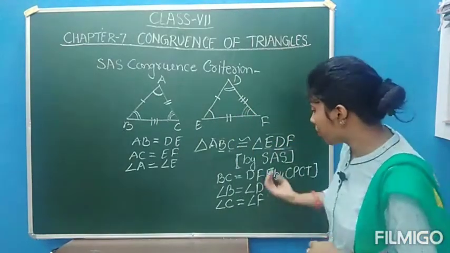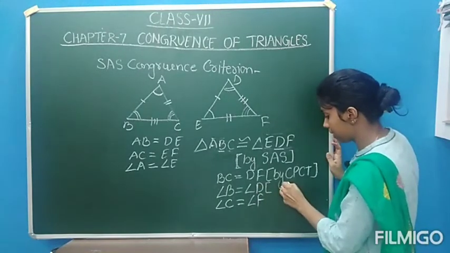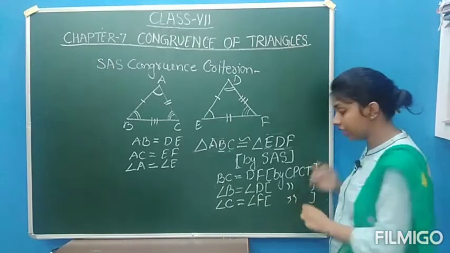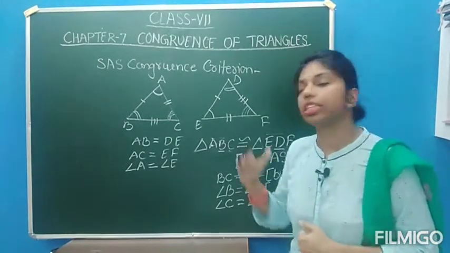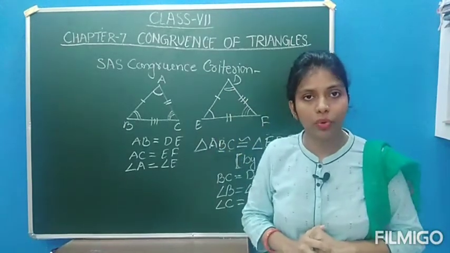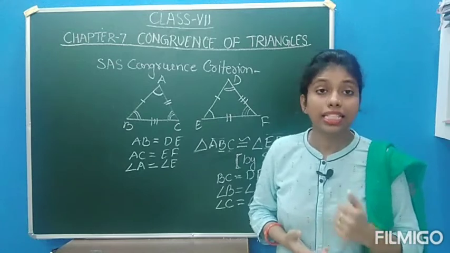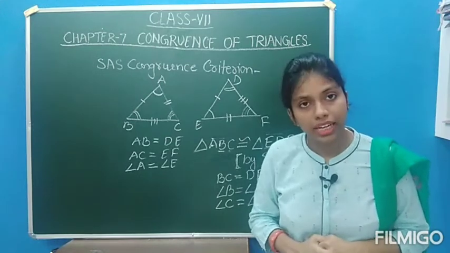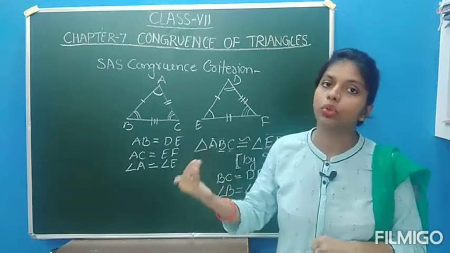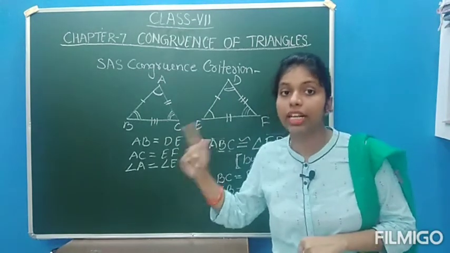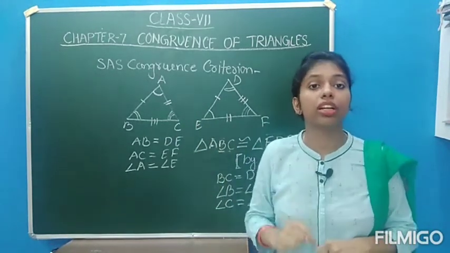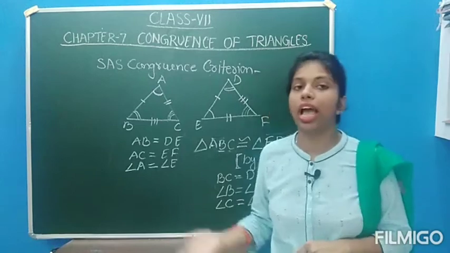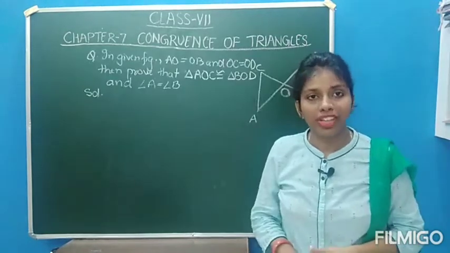So this is the way by which reason? Same, it is by CPCT. CPCT means corresponding part of congruent triangle. Okay, so here we see that these two triangles are congruent by the SAS criteria. In this criteria we know that two sides of one triangle are equal to the corresponding two sides of another triangle, and also the angle included between the two equal sides is equal to the included angle of the other. Okay, let's solve this question.